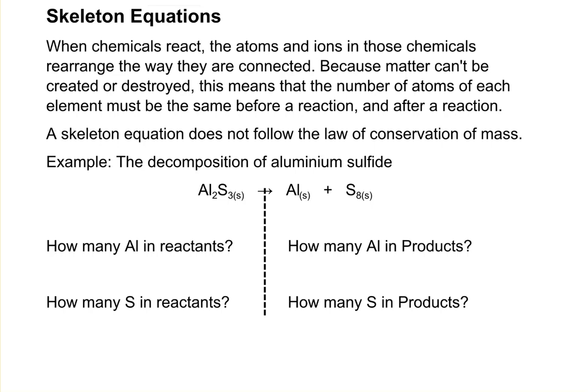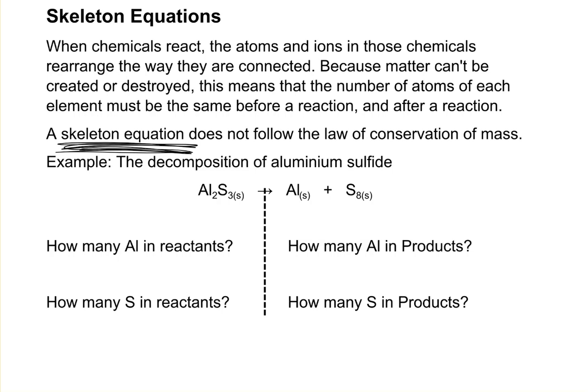So in order to figure out how to balance a chemical reaction, we have to talk about a skeleton reaction or a skeleton equation. Now, skeleton equations are when chemicals react, the atoms and ions in those chemicals rearrange the way they are connected. Because matter can't be created or destroyed, this means that the number of atoms in each element must be the same before a reaction and after a reaction. A skeleton equation does not follow the law of conservation of mass.